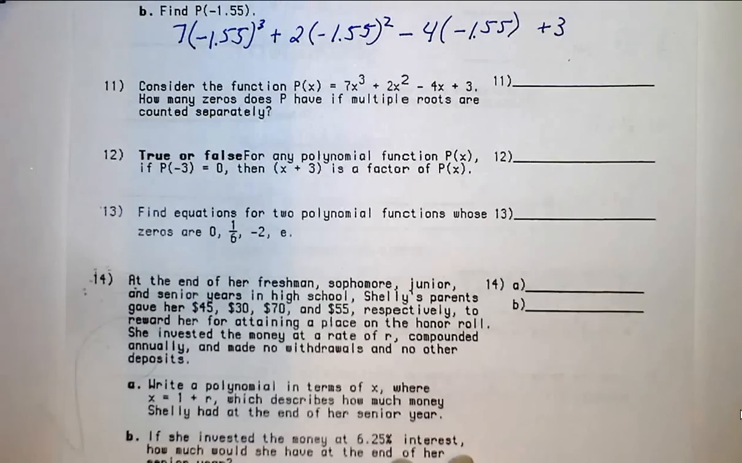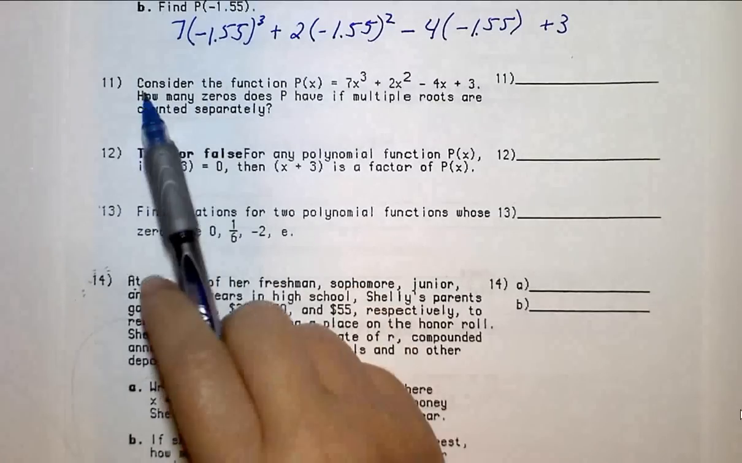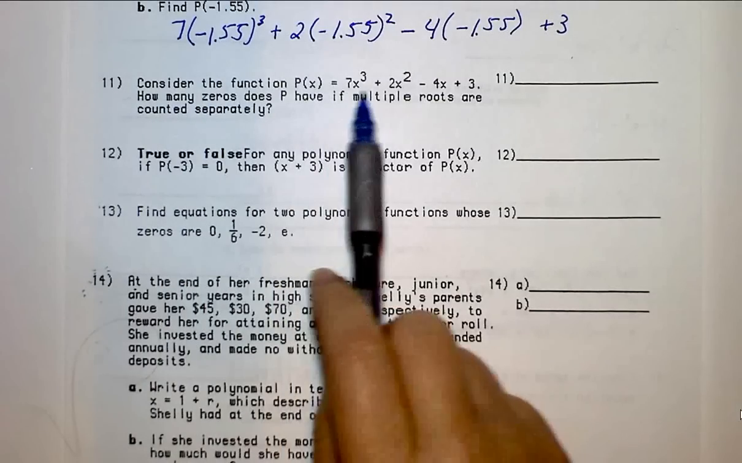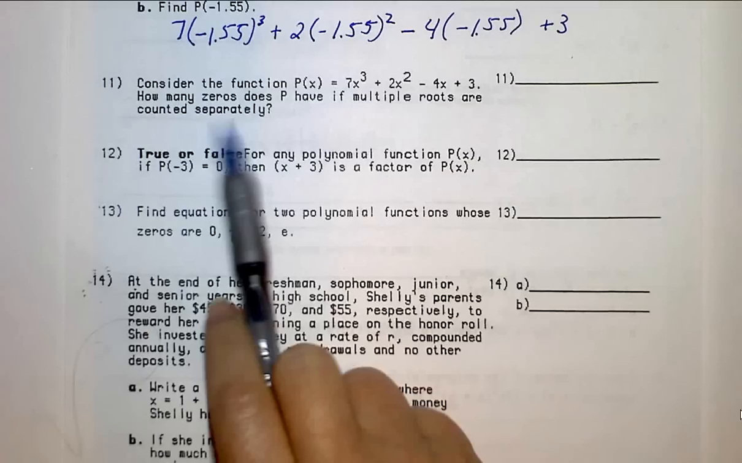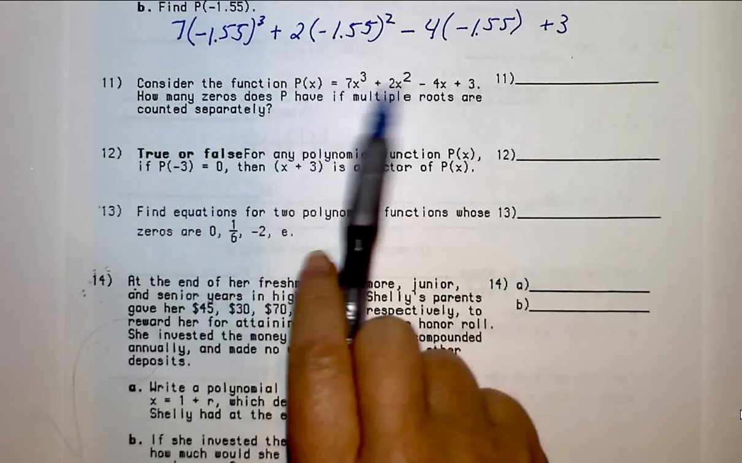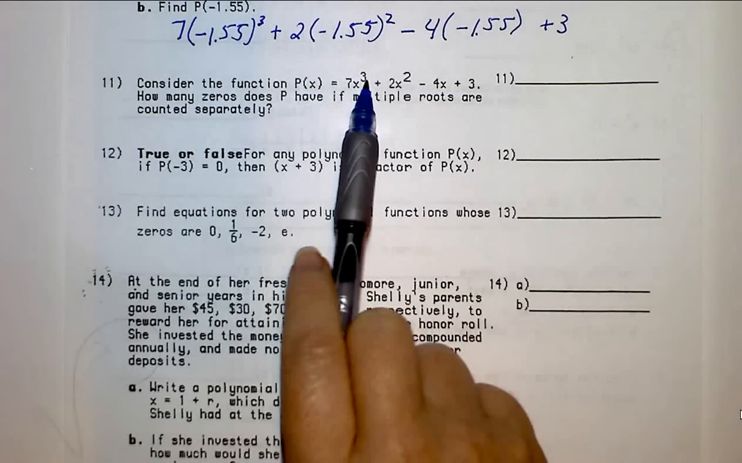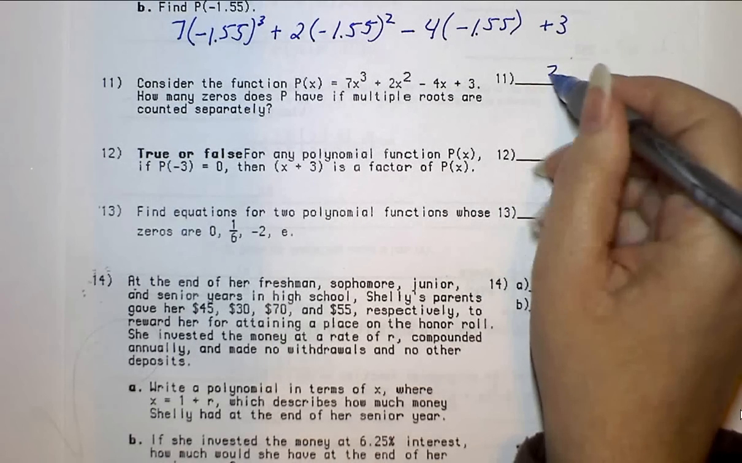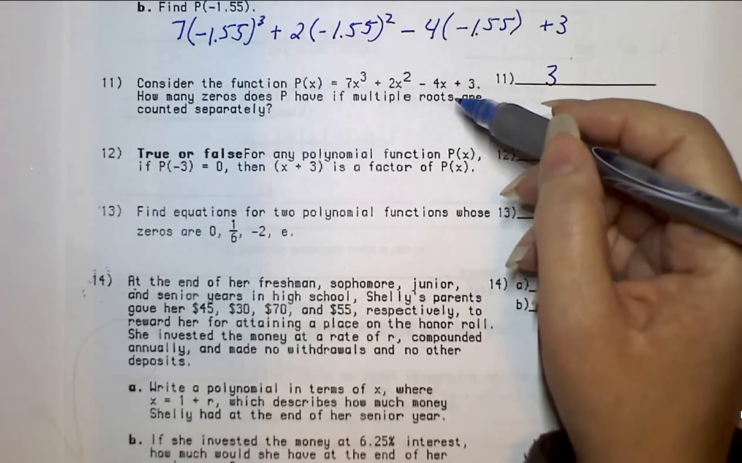Alright. Consider the function. How many zeros does it have if all multiple roots are counted separately? So how many roots does it have? How many zeros? 3. When it says counted separately, that just means sometimes it could have been a double, remember? So they're just saying how many could it be?